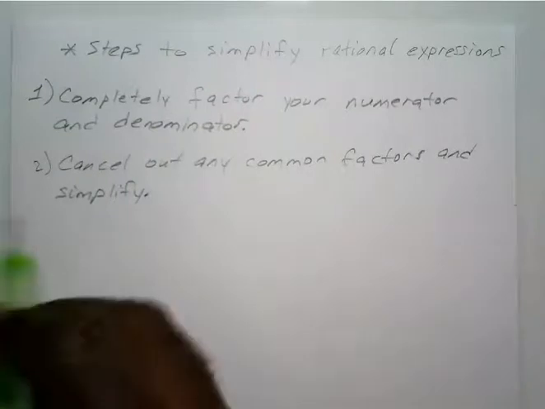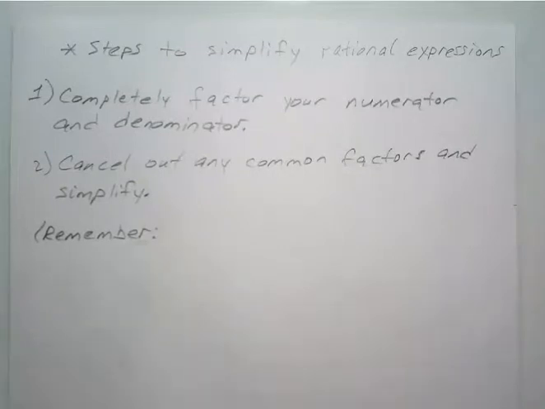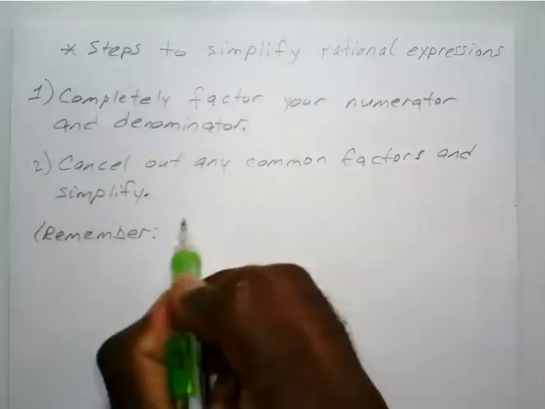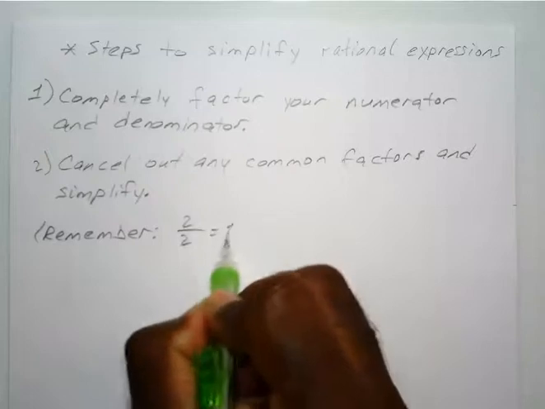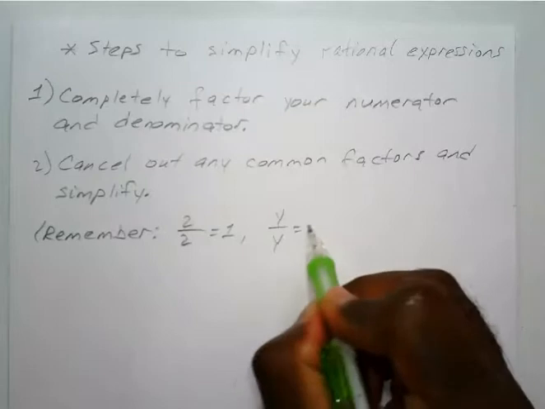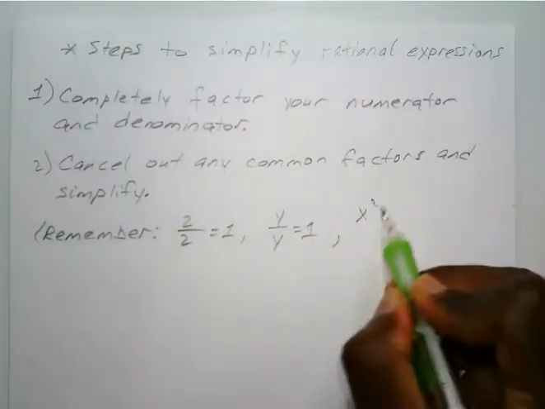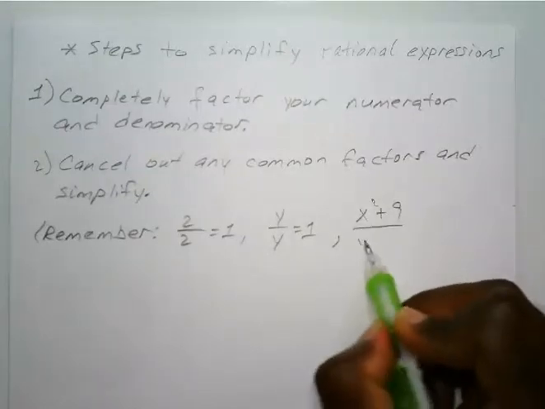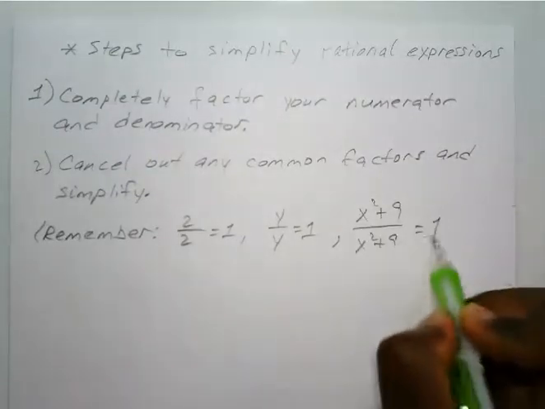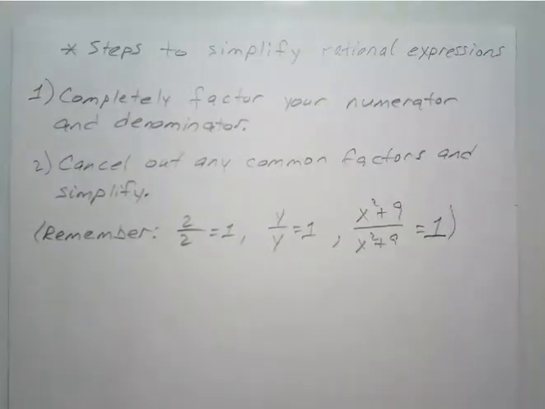All right. Now to do that, you just have to remember that anything divided by itself is equal to 1. So 2 divided by 2 is equal to 1. y divided by y is equal to 1. x squared plus 9 over x squared plus 9 is equal to 1. Literally anything divided by itself is always going to be equal to 1. No matter how complicated or how simple, if it's divided by itself, it's going to equal 1.